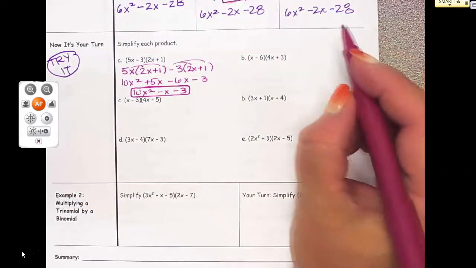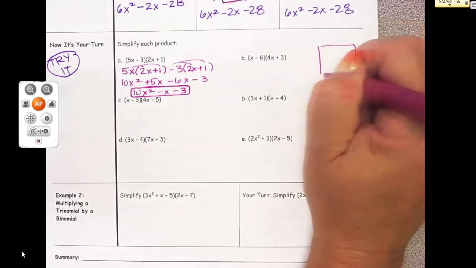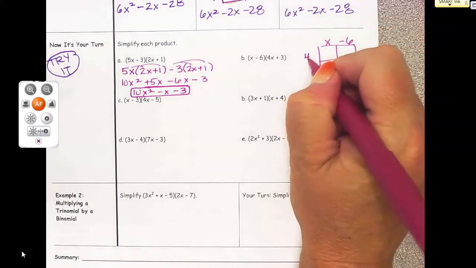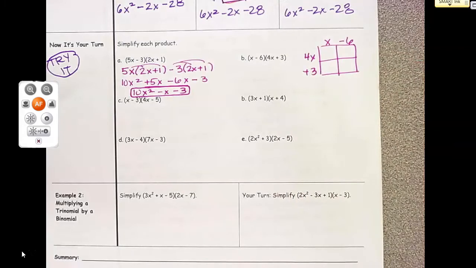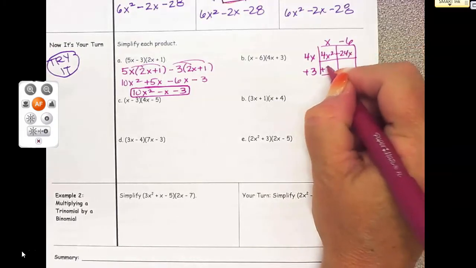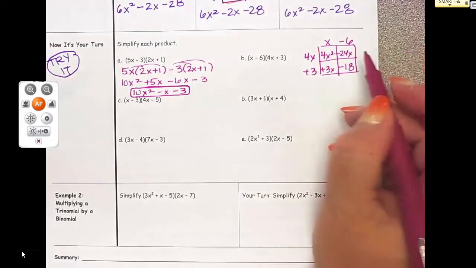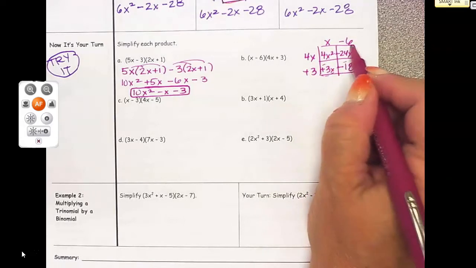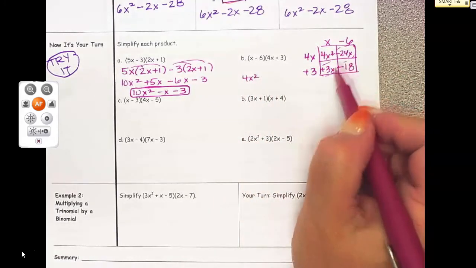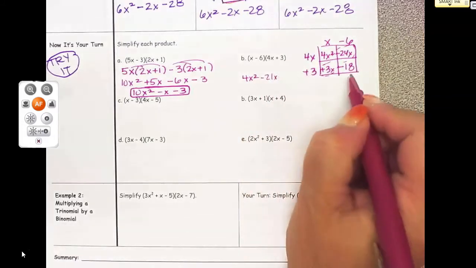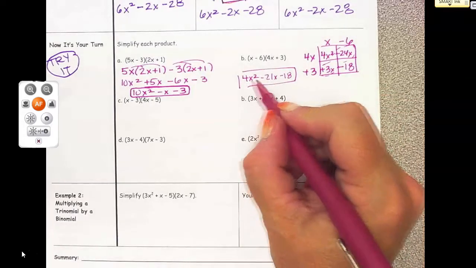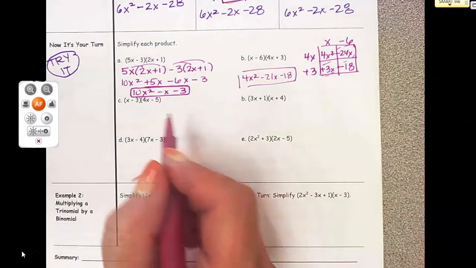For letter B, I'm going to use the box method, so I'm going to make my box. And I'm going to put x minus 6 on the top of one and 4x plus 3 at the side of the other. So I'll get 4x squared minus 24x plus 3x minus 18. And so if I look on the diagonal, I'll have my like terms. So I get 4x squared minus 24 plus 3 is minus 21x minus 18.